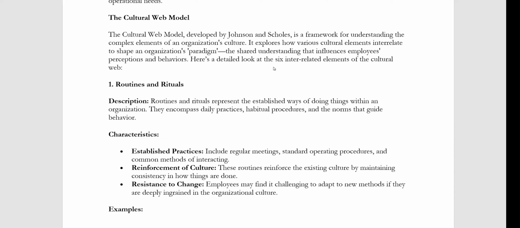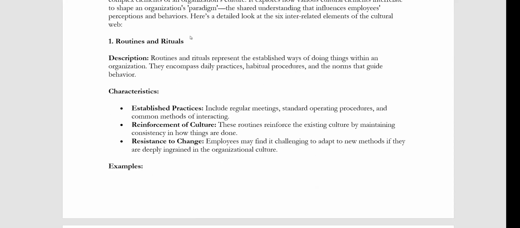So here's the detailed look at the six interrelated elements. Now, the paradigm is not necessarily an element, but it is something that is important. You cannot do away with the paradigm. The paradigm is the things that you do without knowing that you are doing them, but you consider very dear to your heart. Do you understand? So the first is the rituals and routines.